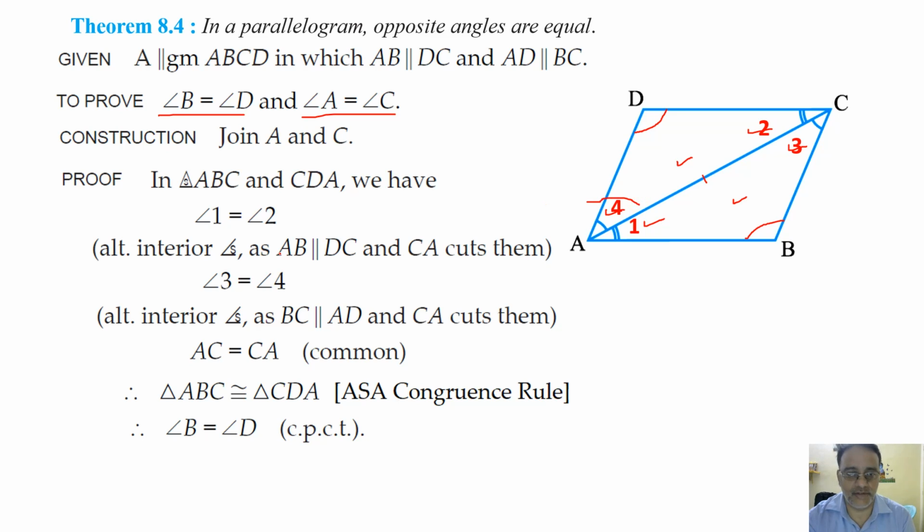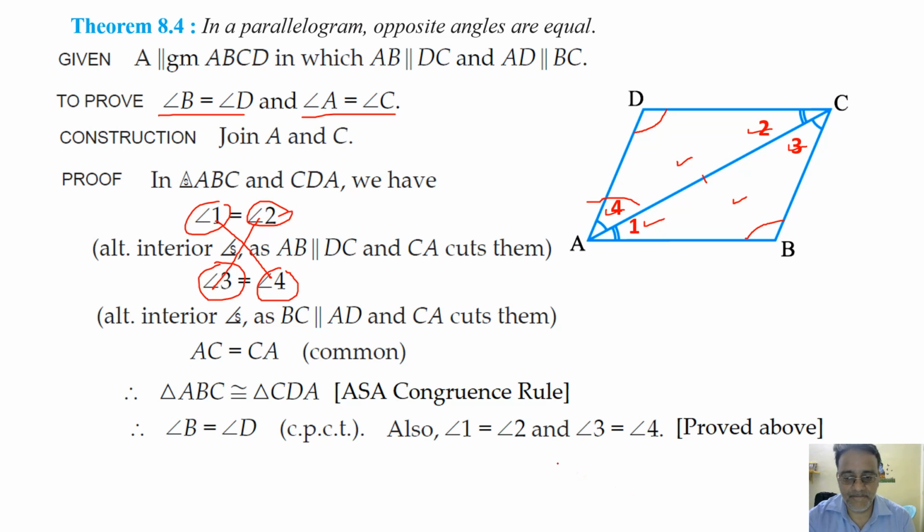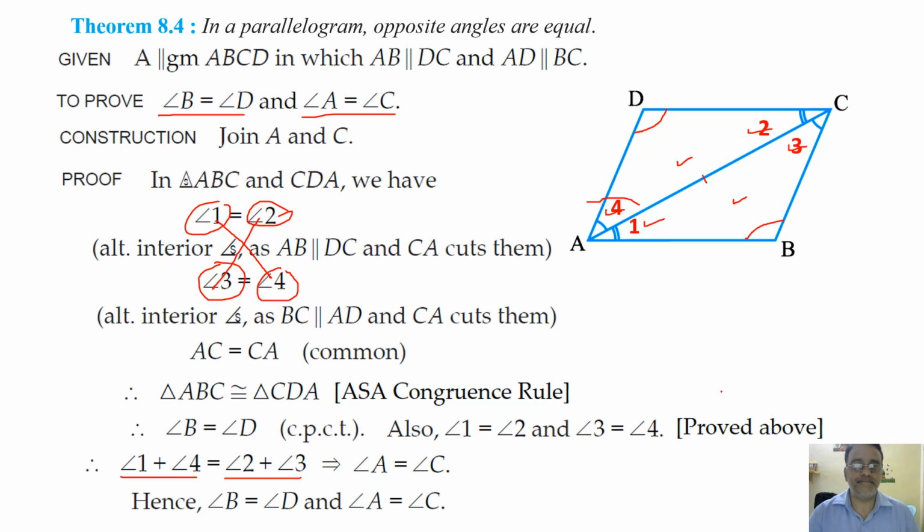And similarly, angle 1 and angle 2 were equal, and angle 3 and angle 4. If we add both, see, if we add crosswise, that means angle 1 plus angle 4 is equal to angle 2 plus angle 3, right? So angle 1 plus angle 4 is nothing but angle A, and angle 2 plus angle 3 is angle C. Okay, so hence we have proved both the opposite angles are equal.